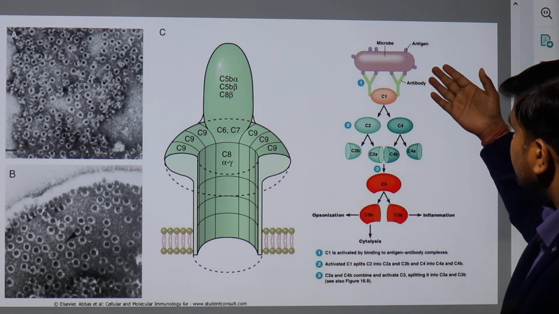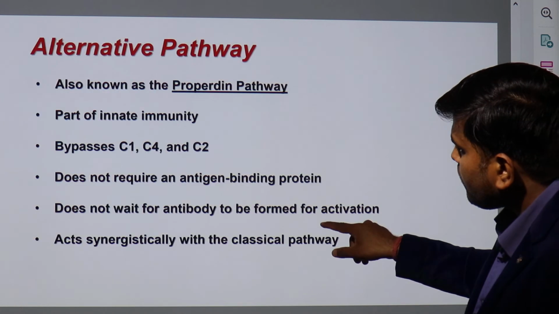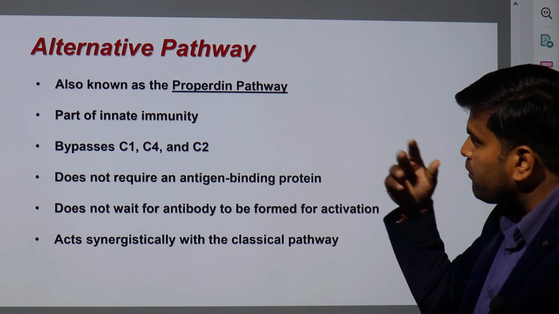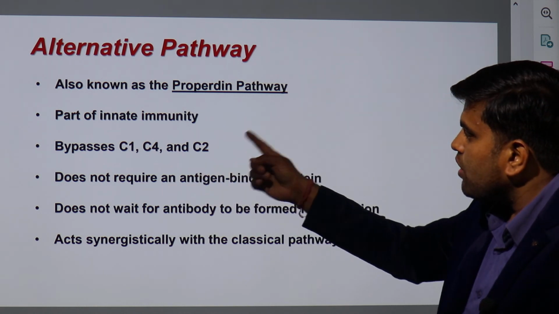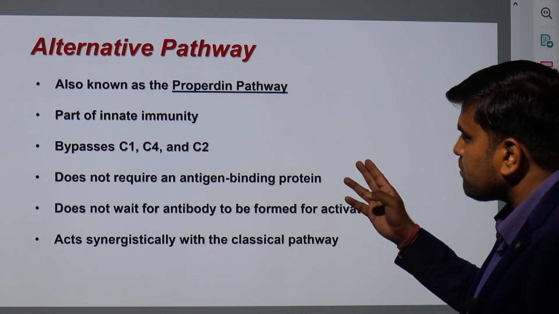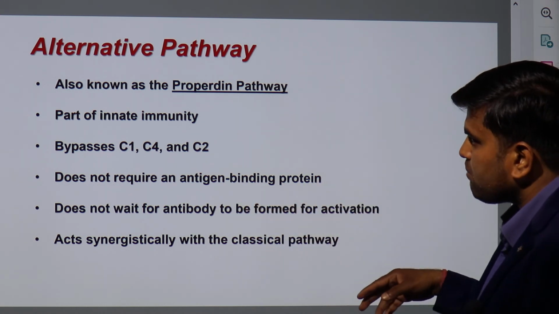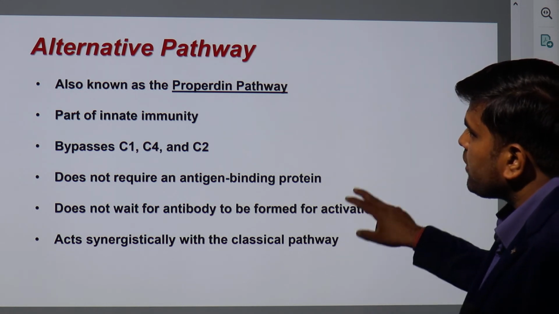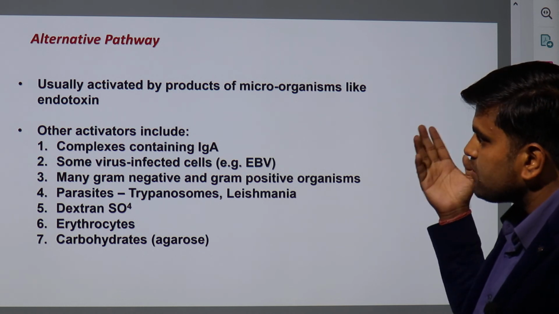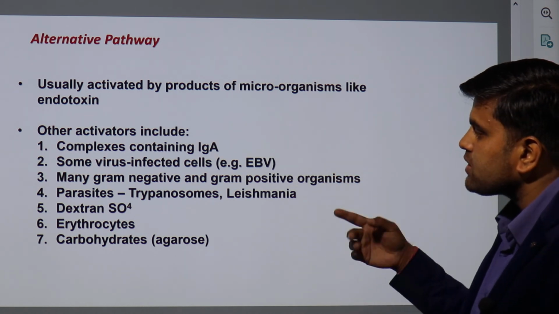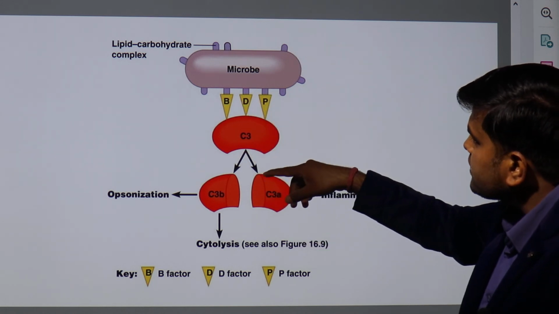So you have understood this whole pathway and the activation products. The alternative pathway we have discussed. This is actually a bypass. There is no requirement of C1, C4 or C2. It does not require antigen binding protein, does not wait for antibody to be formed, and acts synergistically with the classical pathway, also known as the properdin pathway. This is usually activated by products of microorganisms like endotoxin. Also other complexes can activate these things.